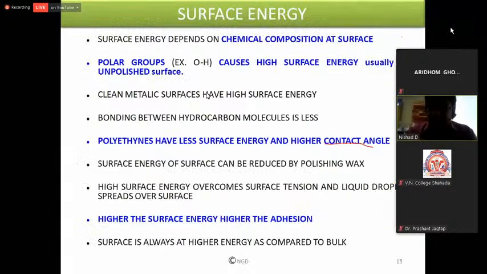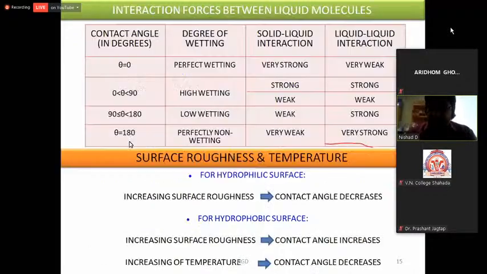So this means that the chemical composition at the surface is very dependent on the surface energy. Secondly, these polar groups, if not properly polished or if they are unpolished, then they cause high surface energies. You can see that most of the contact angles can lead to different kinds of surface understanding or properties. Not only that, temperature and surface roughness can also be effective points to understand.